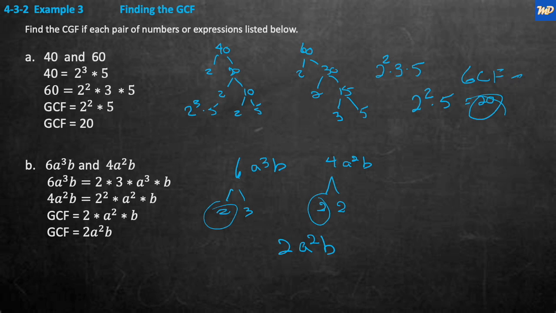And we see that coming down here. I did the factoring. I put them together. 2a squared b, 2a squared b. Over here, the greatest common factor is 20.